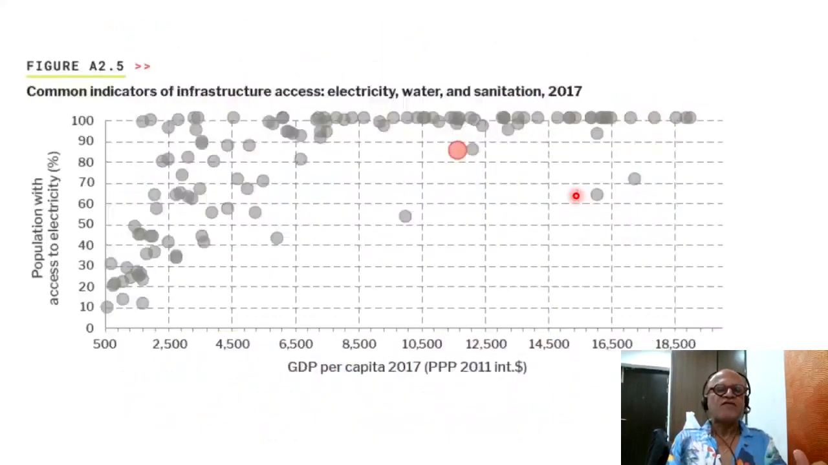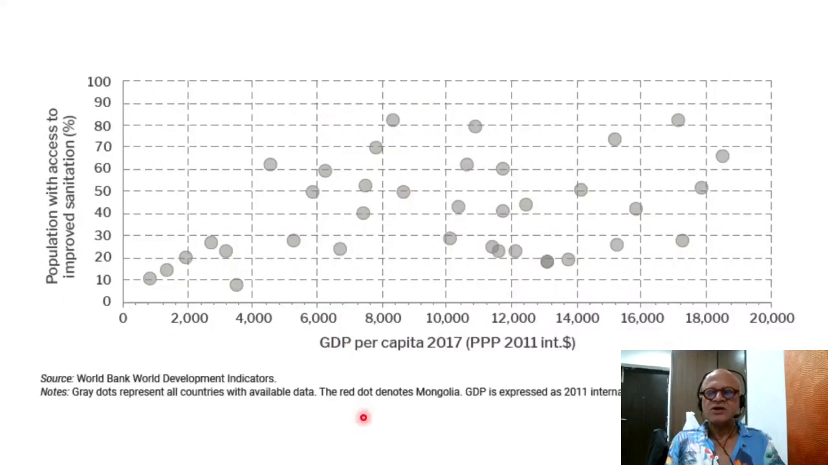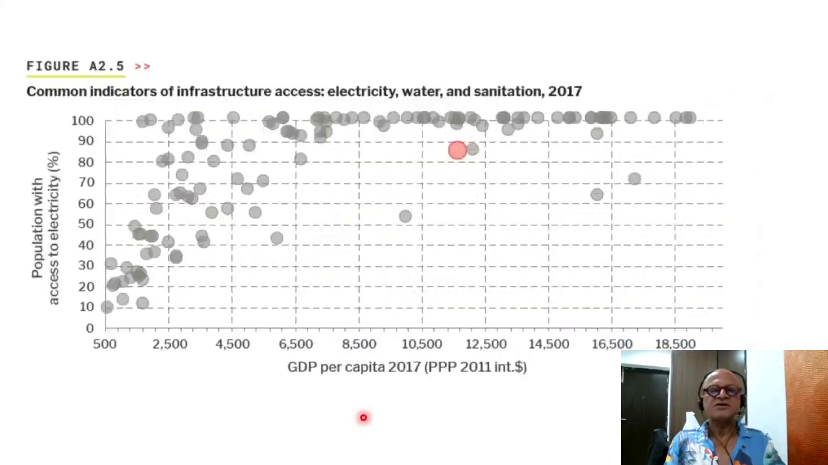So here is figure 2.5, common indicators of infrastructure access: electricity, water, and sanitation. In each panel we have dots. The red dots are all Mongolia in this case. You can see GDP per capita has shown impressive growth over time. Per capita in 2017, you're looking at different groups and at population with access to electricity. It ramps up very quickly when you climb up the ladder of per capita GDP or wealth, and then it remains fairly saturated at 100%, even though there are a few dots for some countries down here.